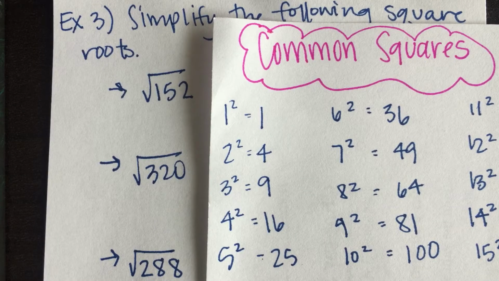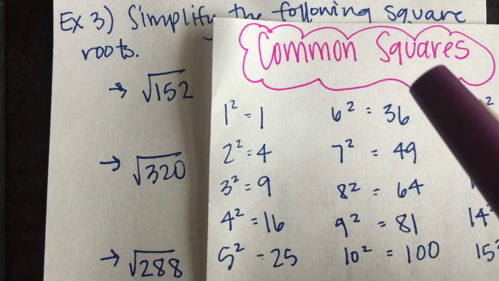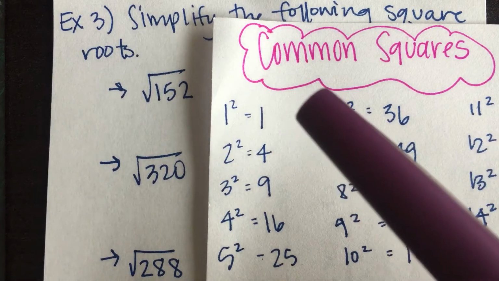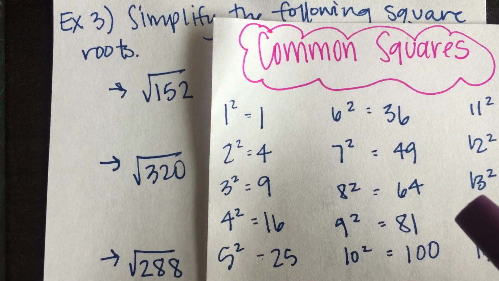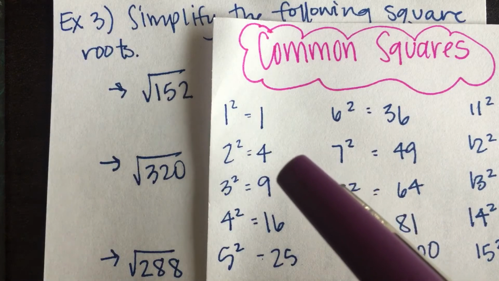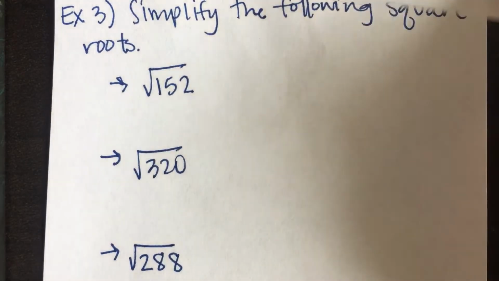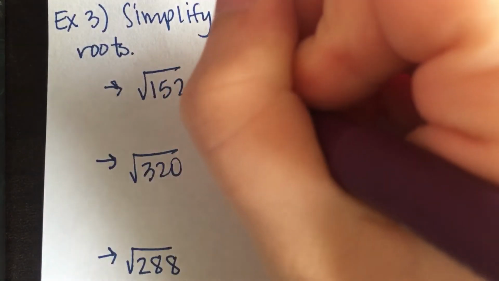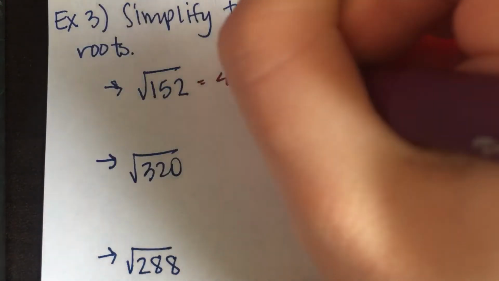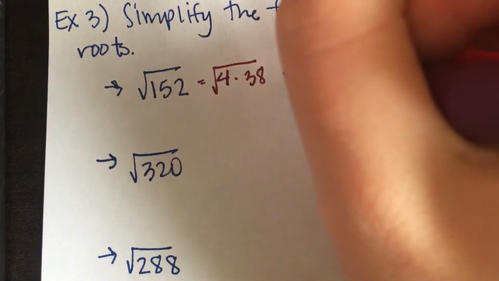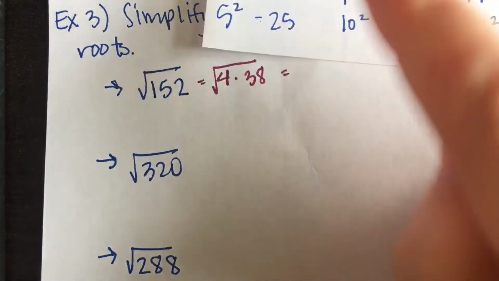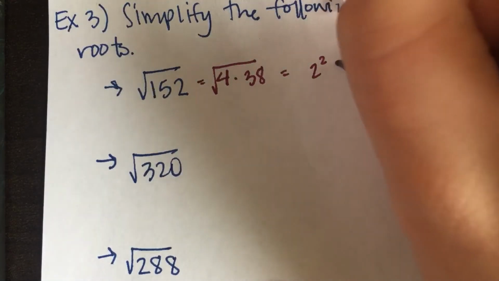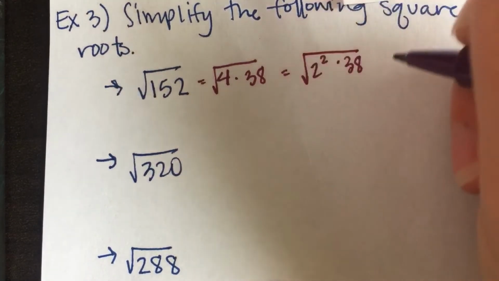So if we are looking at this, 152 can't be divided by 36 or 49 or 64. I checked all of those by saying 152 divided by those numbers. But what I did find was that this one was a little bit tricky, and 152 can be divided by 4. So if 152 is divided by 4, it leaves us with 4 times 38. Now 4 is the same thing as 2 squared, so I'm going to plug in 2 squared where I see 4 and multiply it times 38 still.